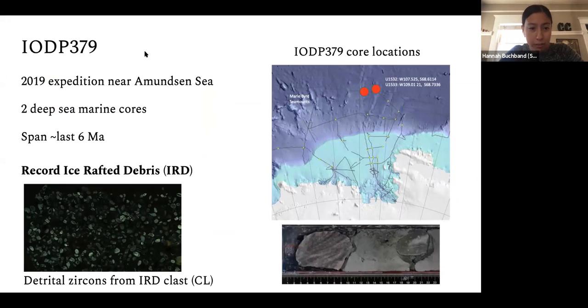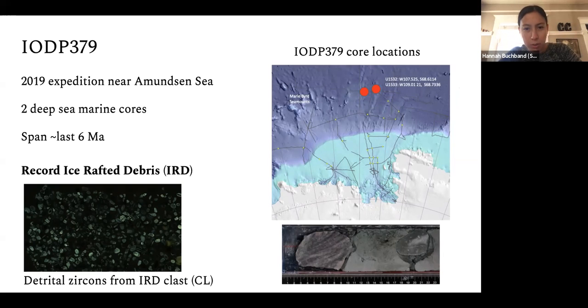And so another focus of our work this block was on some data collected on the International Ocean Discovery Program, or IODP 379, which our very own Christine embarked on this expedition back in early 2019. One of the results of this expedition was a collection of these two cores from the Amundsen Sea, numbered U1532 and U1533, those red dots right there, which we've had the pleasure of looking at and beginning to analyze this block. These records from the cores span about 6 million years of time and record ice rafted debris, or debris carried over sea by ice, which can tell us about ice sheet conditions at the relative time of deposition.